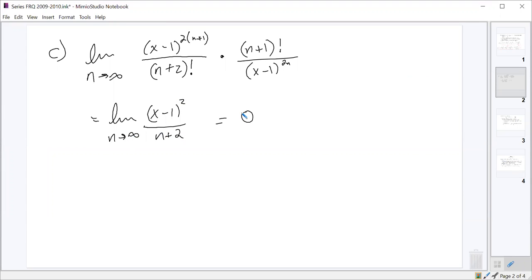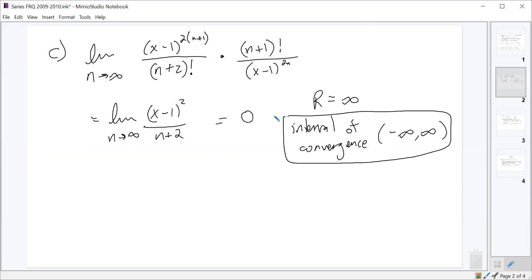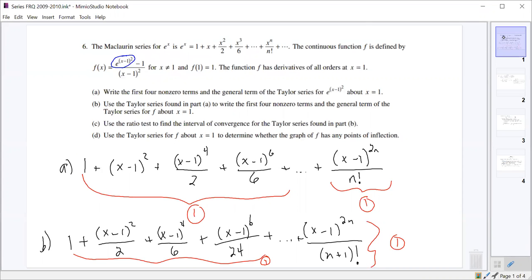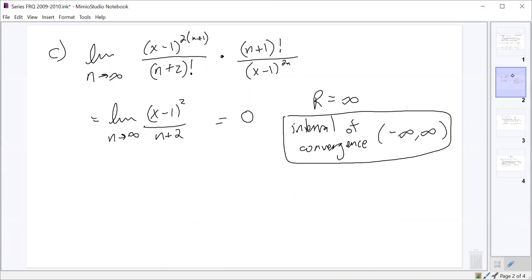And if the limit for your ratio test comes out to be 0, what does that tell you? It should tell you that the radius of convergence is infinity, and that the interval of convergence, which I think is what it actually asked for, is negative infinity to infinity. And again, that's what it specifically asked for, right? Was the interval, yeah.